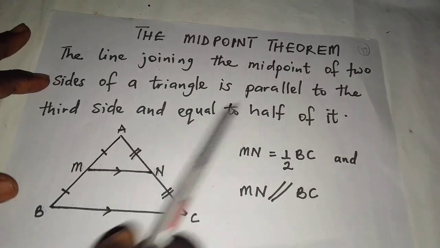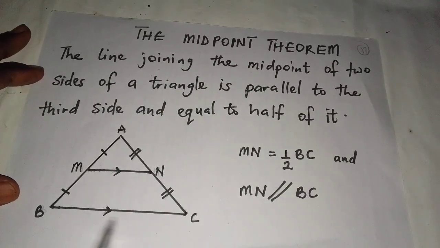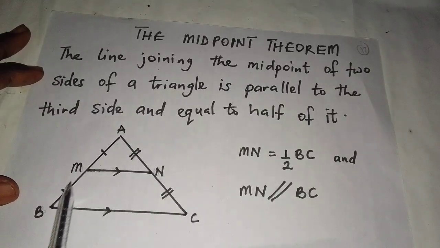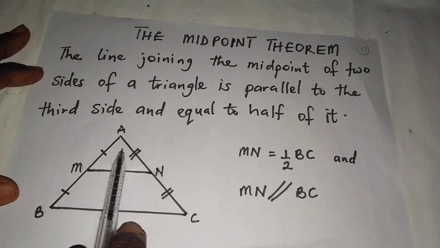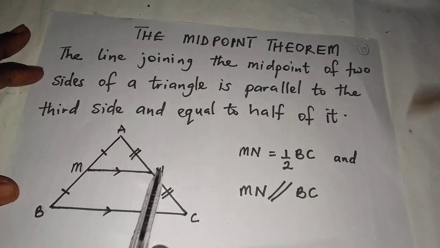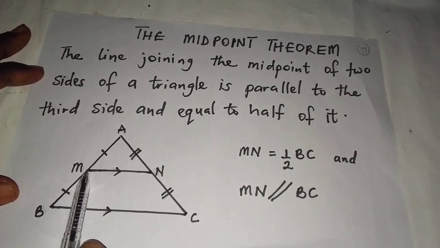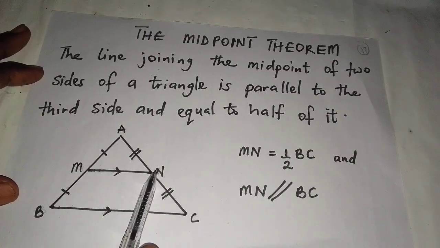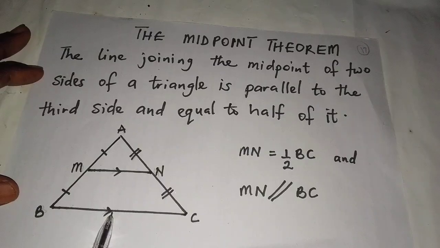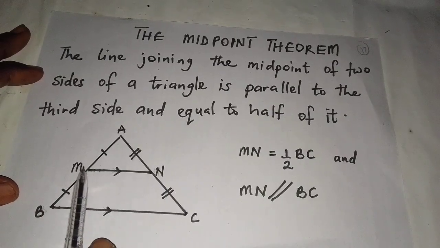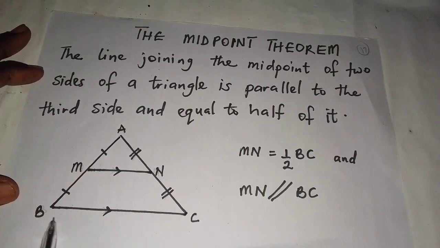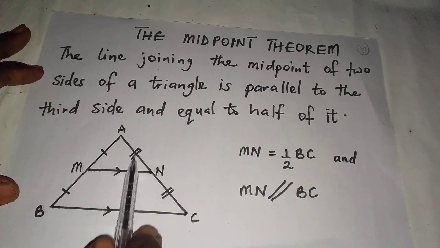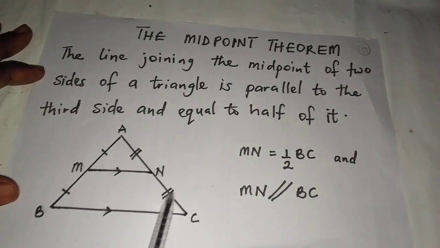Now, look at this. If you have a triangle, and the midpoint of this side is M, and the midpoint of this side is N, if you join M to N, you realize that the line you draw will be parallel to the one down here, and this line will be half of the one here, because if this side is equal to this side, definitely this side is equal to this side.